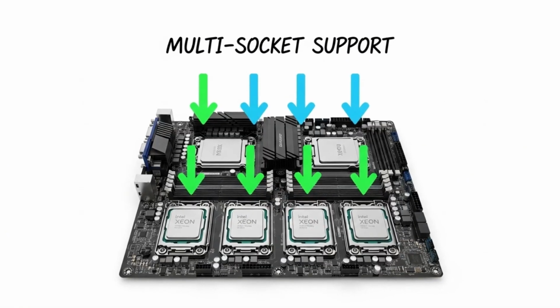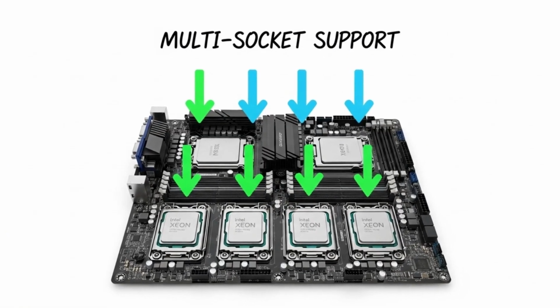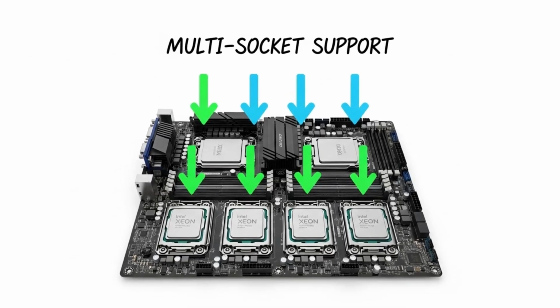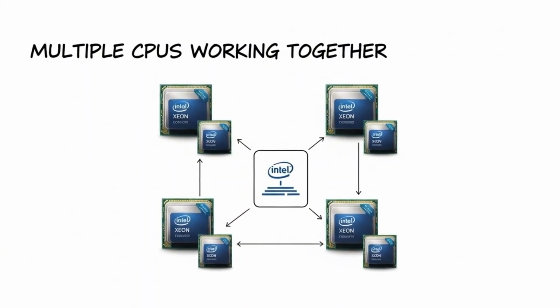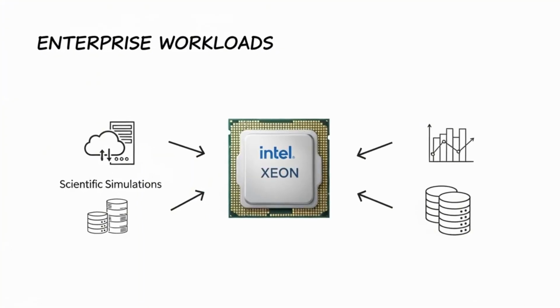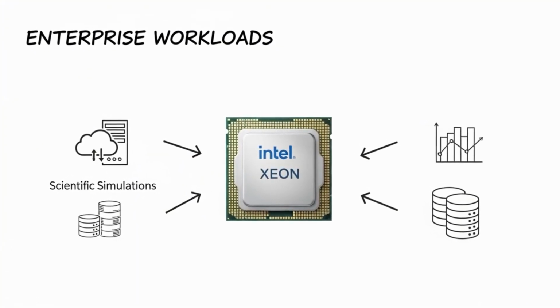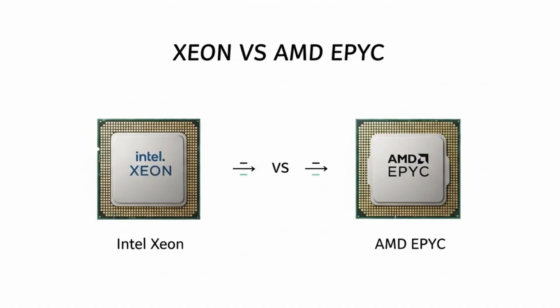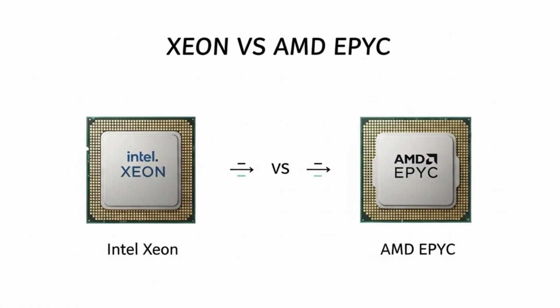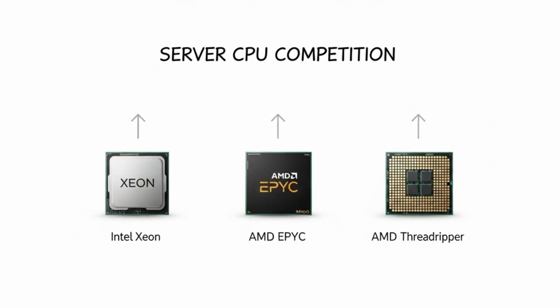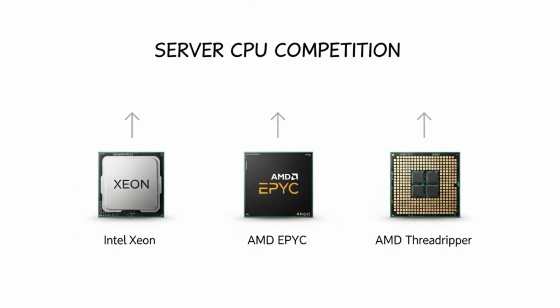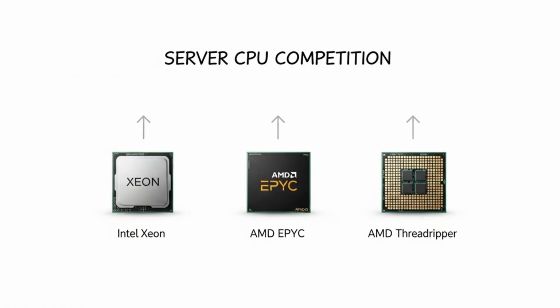Perhaps their most defining feature is support for multi-socket motherboards. A single server can be built with 2, 4, or even 8 physical Xeon processors working in tandem, pooling their cores to create a computing monster capable of handling cloud computing, large-scale scientific simulations, and massive database transactions. For years, Xeon was the undisputed king of this realm, though it now faces strong competition from AMD's EPYC and Threadripper processors, which have challenged its dominance by offering compelling core counts and performance per dollar.